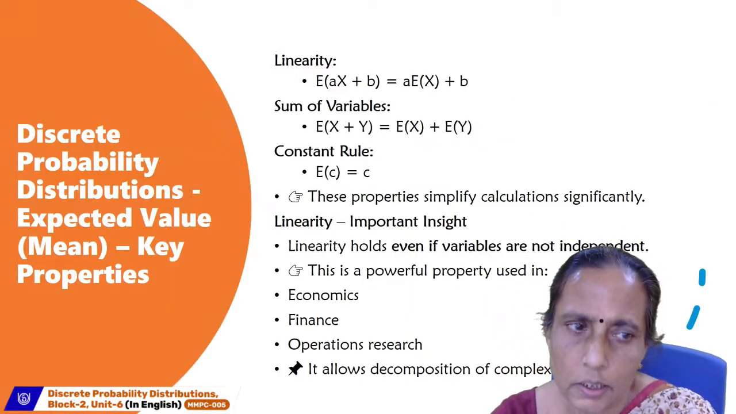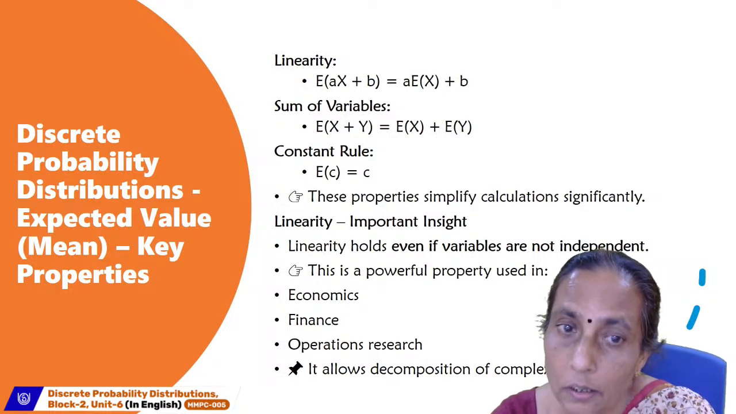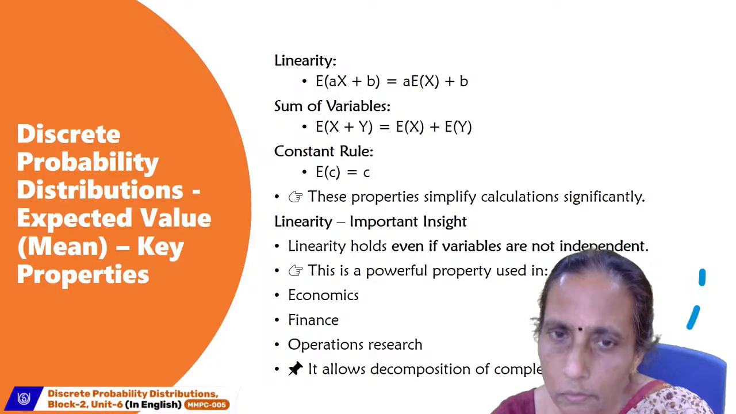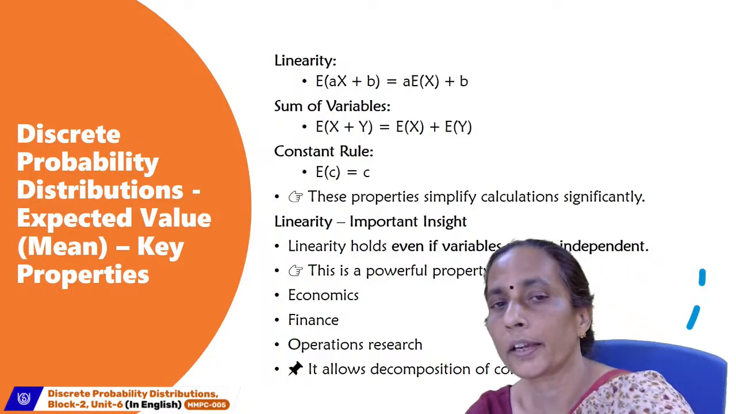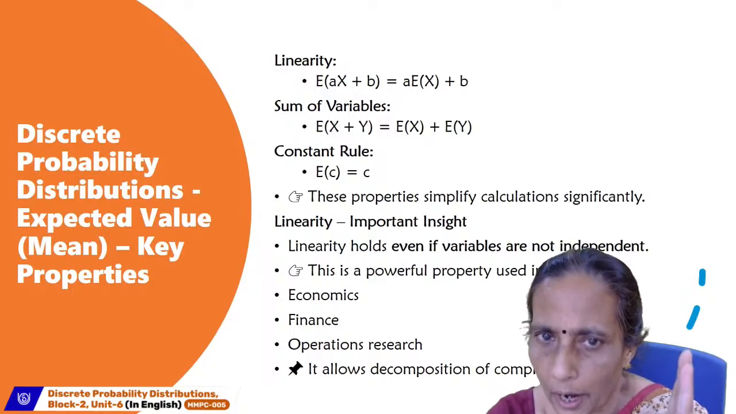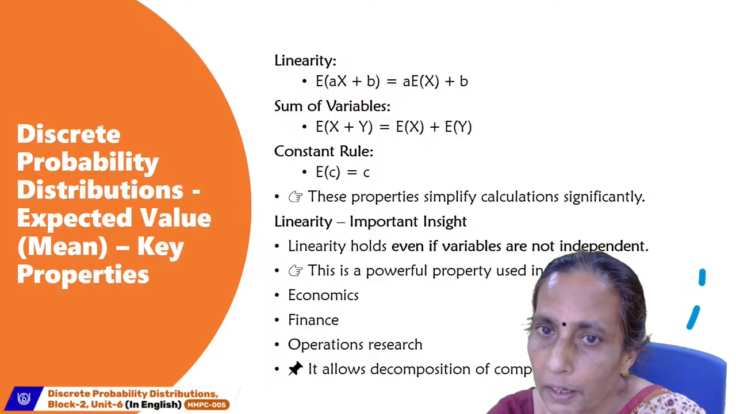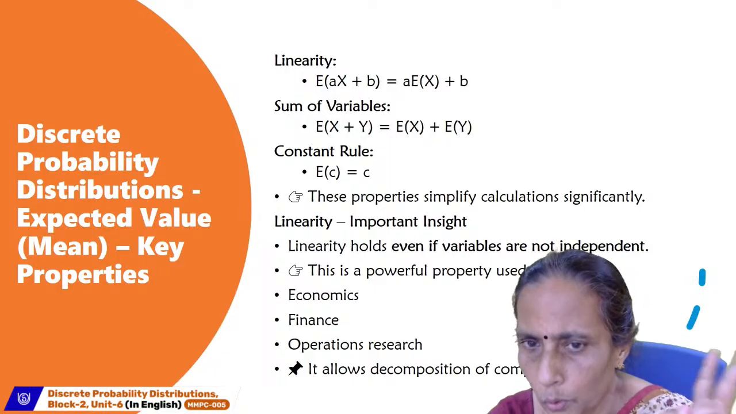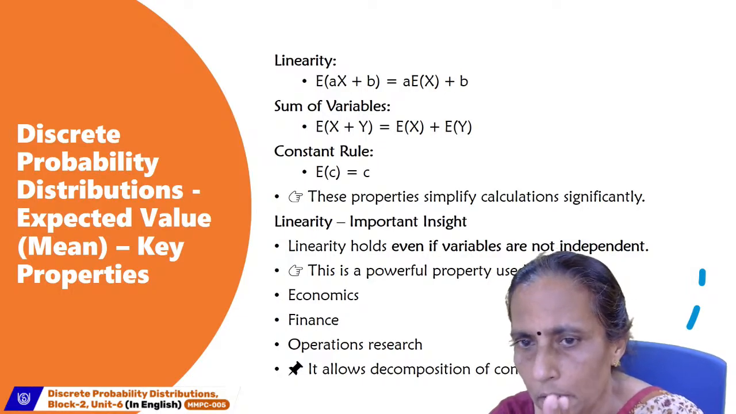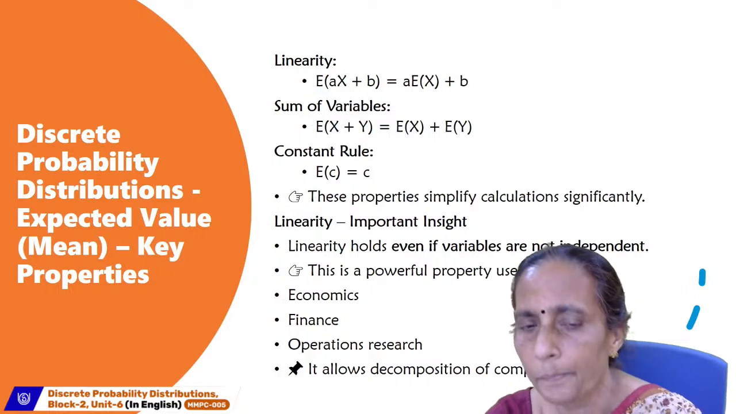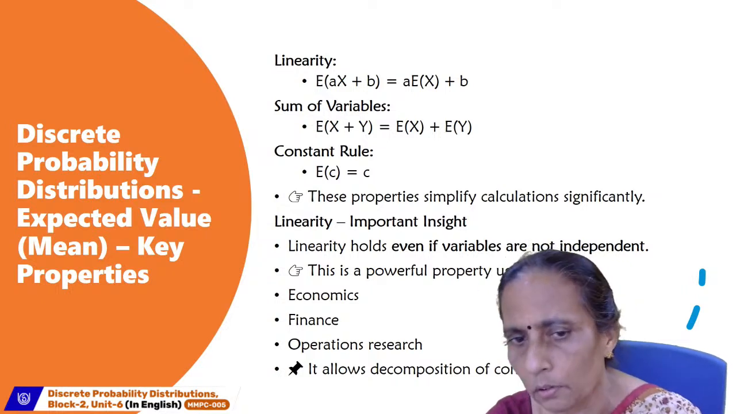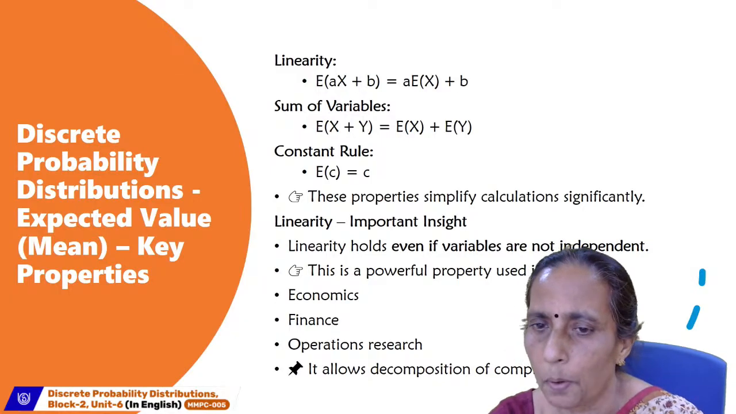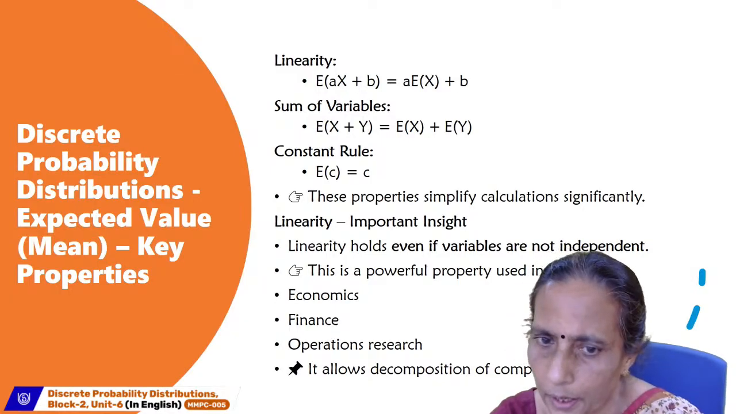Expected value has certain properties like linearity. If x is a random variable, then expectation of ax plus b is equal to a into expectation of x plus b. If x and y are two random variables, then expectation of x plus y is equal to expectation of x plus expectation of y. Similarly, expectation of a constant is equal to the same constant. These properties simplify your calculations significantly.